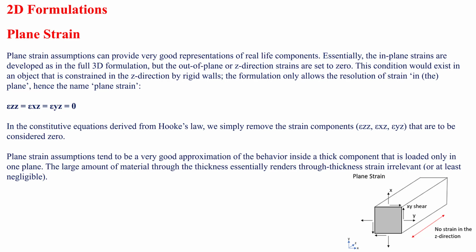These assumptions are very good for thick components. Let's say we can take a dam into account, where the loadings are considered along only one plane, the xy plane. The large amount of material through the thickness essentially renders the through-thickness strain irrelevant. Whatever we consider, we can treat it as negligible. In the diagram you can see no strain in the direction of z, so only the plane strain we're going to consider.